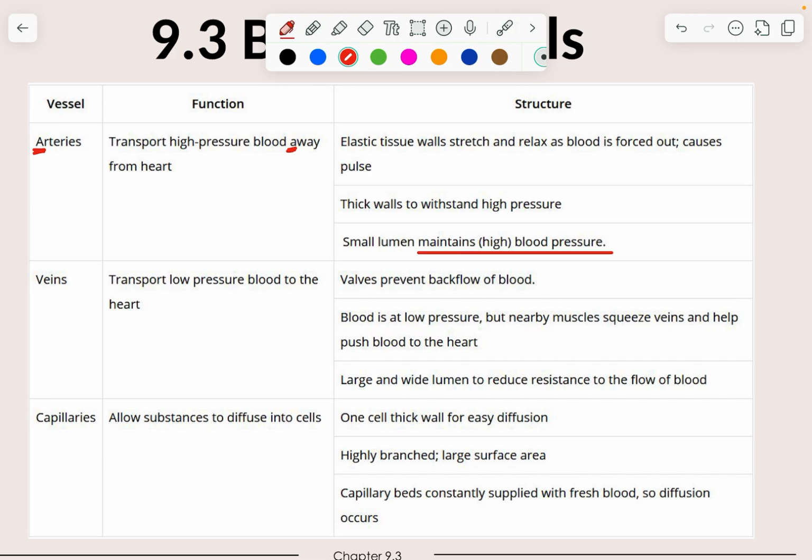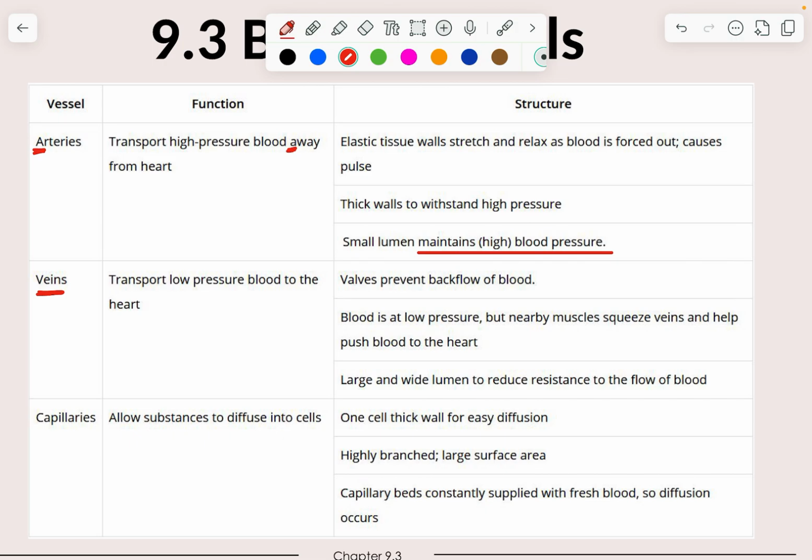Next is the veins. So veins is the one that help to transport the deoxygenated blood back to the heart, back to the right atrium. Okay, to be more specific, I'm sure you know now the right atrium. So they transport low blood pressure blood. Okay, unlike the arteries, they transport high pressure blood because they are actually transporting the oxygenated blood. These are very important blood supplies. Okay, so valves will help to prevent the backflow of blood.